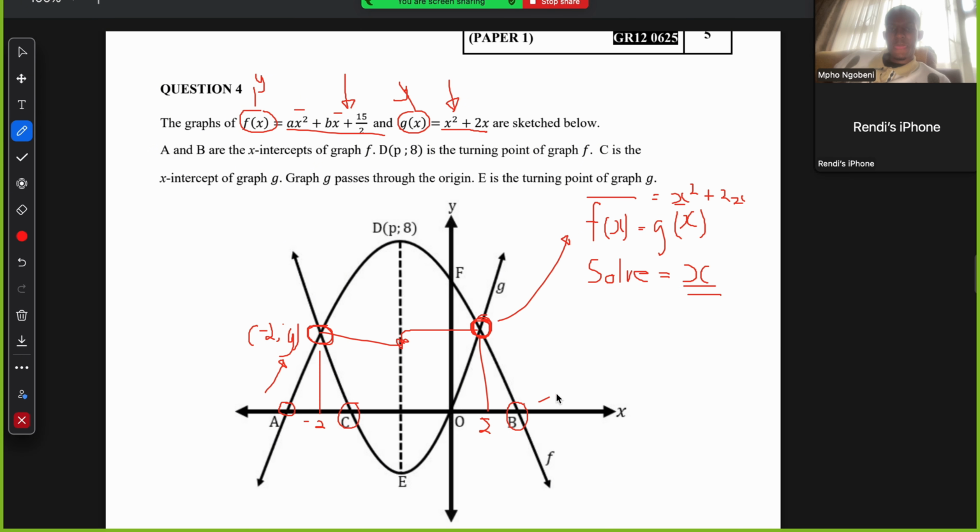The x-intercept. Correct. And for the x-intercept, what do you do? Set y equal to 0. Correct. Y is equal to 0. And now let's come to the turning points. If they say calculate the turning point, what is the formula you will use?